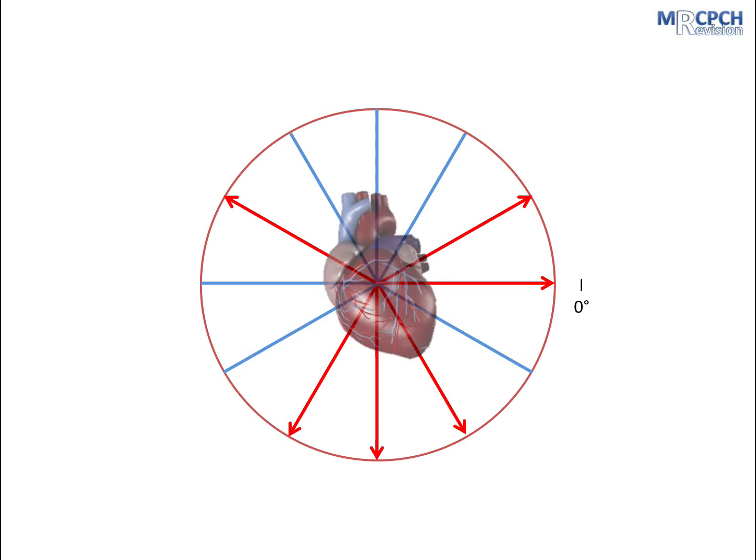I personally find it easy to remember it as 2 semicircles with the flat edge being represented by lead 1. We take lead 1 at 0 degrees. If we count clockwise from 0 degrees, the bottom semicircle is divided into positive 30-degree segments like this. So plus 30, plus 60 or lead 2, plus 90 or lead AVF, plus 120 or lead 3, plus 150 and plus 180.